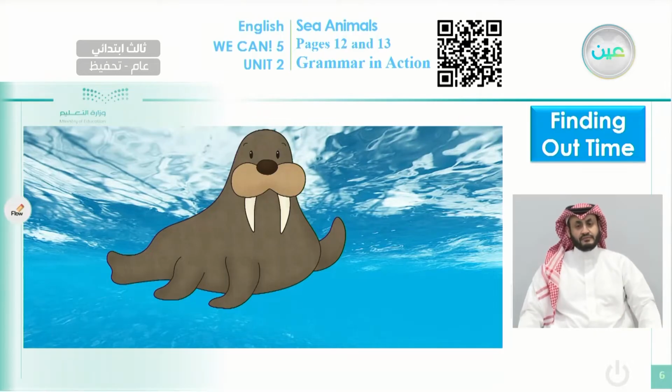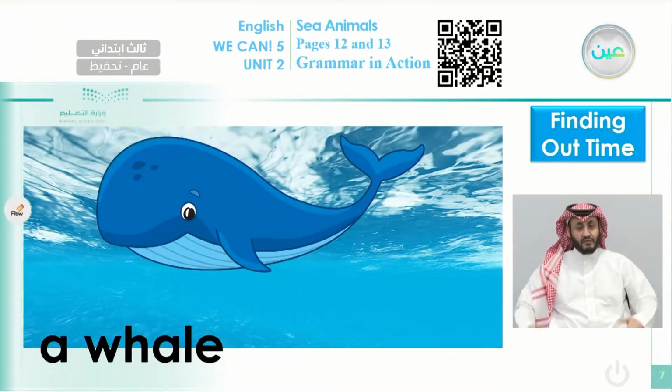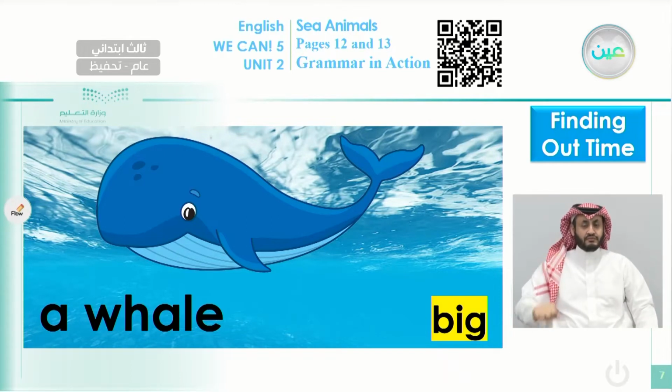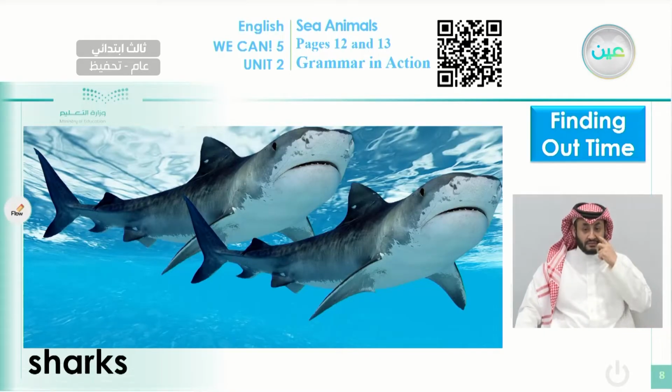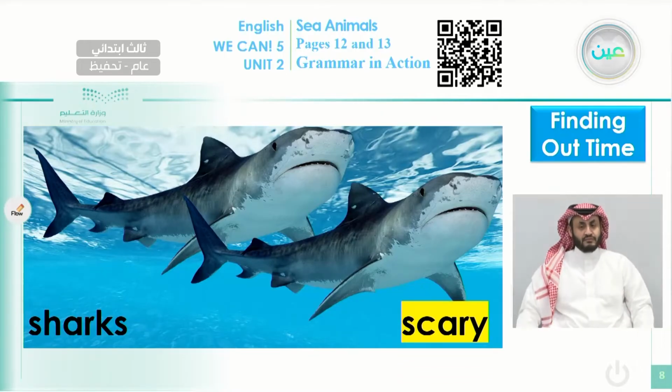The next one here, what is it? Yes, very good. It is a walrus. We call it walrus. And how can you describe it? You can say it is fat. The walrus is fat. This one also is a whale, and you can describe it as big. The whale is big. These are two sea animals. We call them sharks. Here we say they are scary. We can describe them as scary. And because they are two, we say they are.